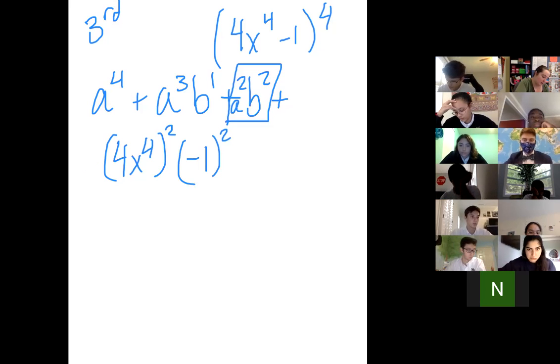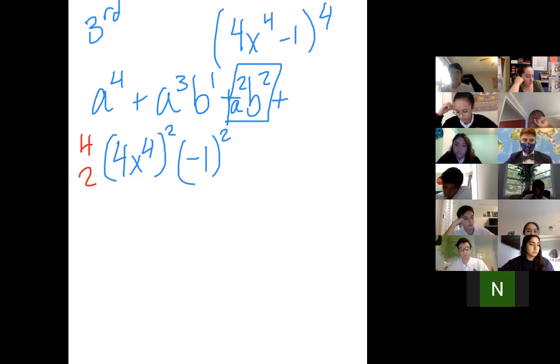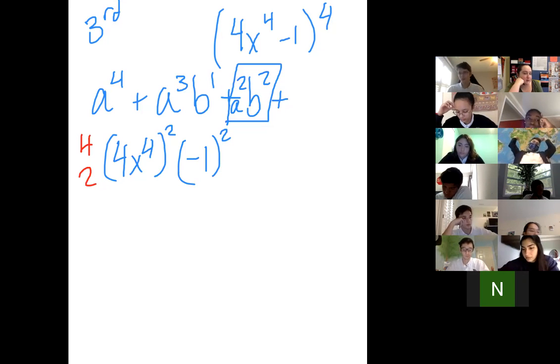Does that make sense how I got that? Yes, but why would you have to do that? I'm gonna need you to be more specific with your question. With the 4 and the 2, like the n and the r, why do you have to include that? Because that's the coefficient in front. Like, so now this is just like the type of problem above it.